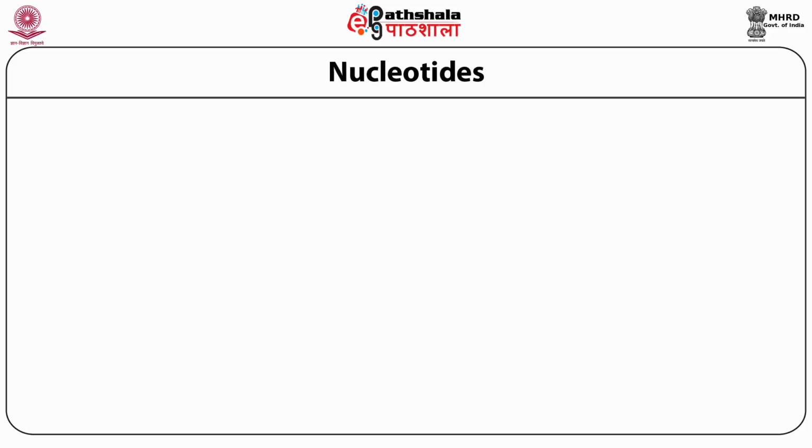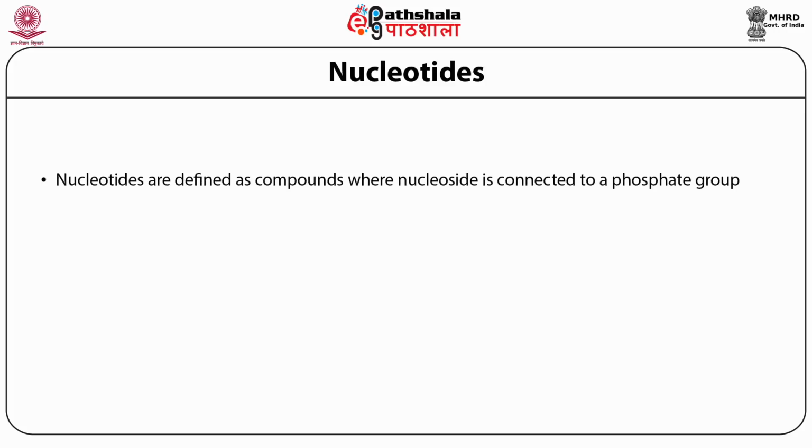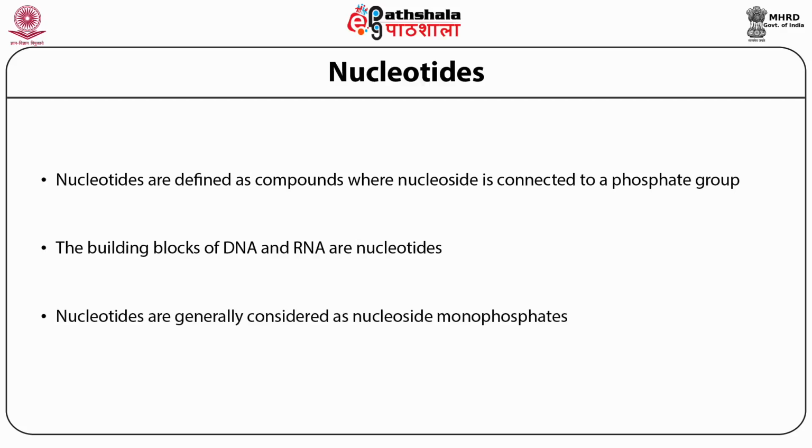Nucleotides. Nucleotides are defined as compounds where a nucleoside is connected to a phosphate group. The building blocks of DNA and RNA are nucleotides. Nucleotides are generally considered as nucleoside monophosphates. However, nucleoside diphosphates and nucleoside triphosphates are also called nucleotides.